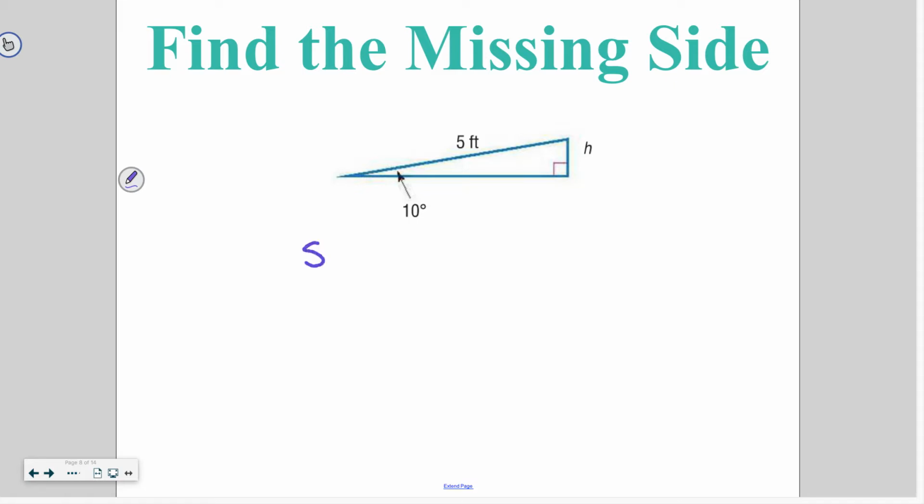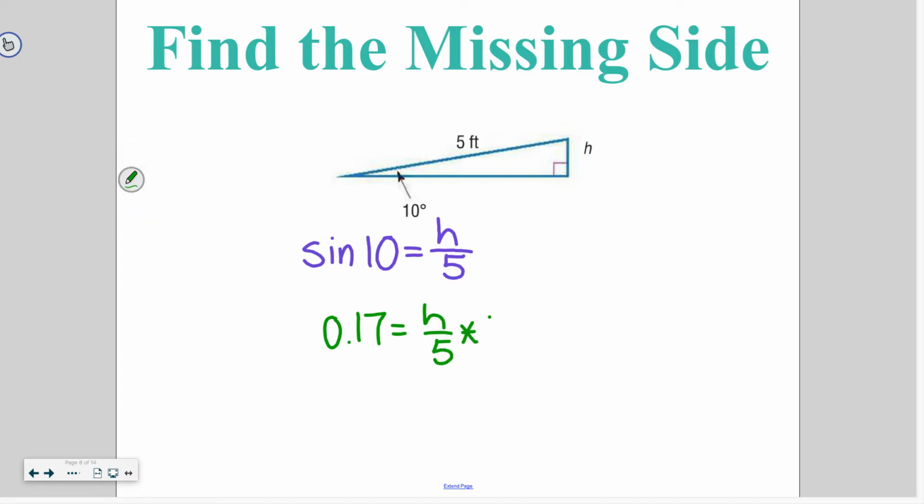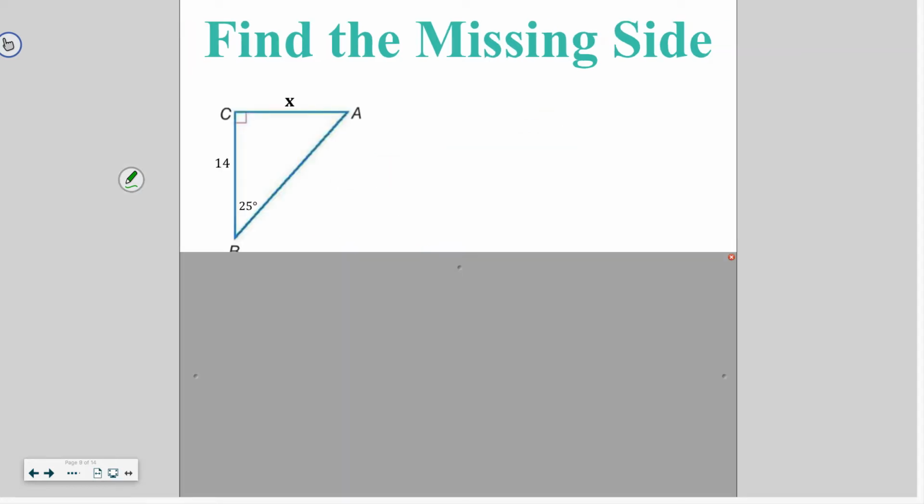So I'm going to go ahead and say the sine of 10 is going to equal the opposite, which is h, over the hypotenuse, which is 5. I can plug that sine of 10 into my calculator, and I get a value of 0.17. So now I have h over 5 is equal to 0.17. We know how to solve that equation. To get rid of divide by 5, we multiply by 5. And I get a final answer of h is equal to 0.87. So I took that value, solved for it in my calculator, and then multiplied by 5 to get rid of divide by 5. Go ahead and try this one on your own.